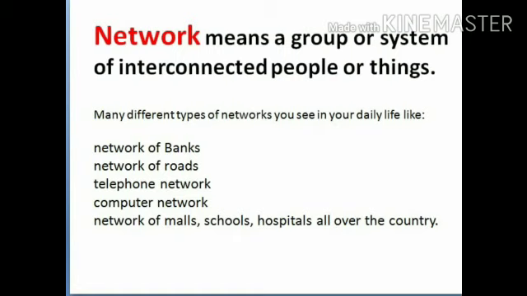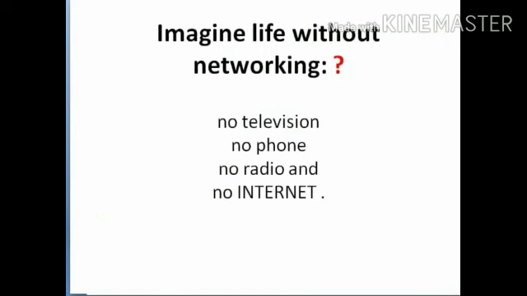Network means a group or system of interconnected people or things. It consists of multiple interconnected devices that communicate with one another. In your day-to-day life, you see different types of networks like network of banks, network of roads, telephone network, computer network, network of malls, schools, hospitals all over the country. Life is a big question mark without networking.